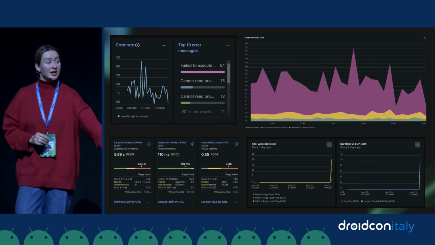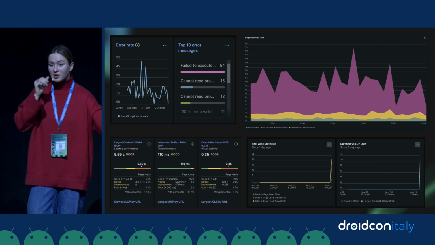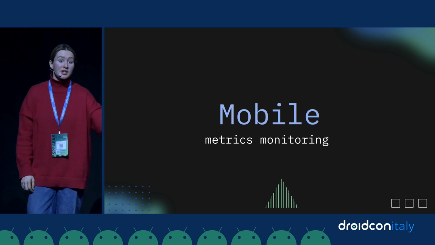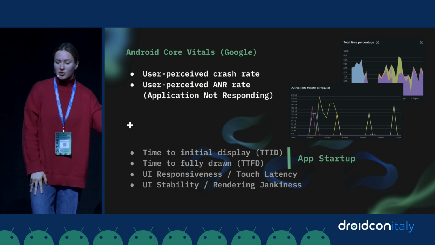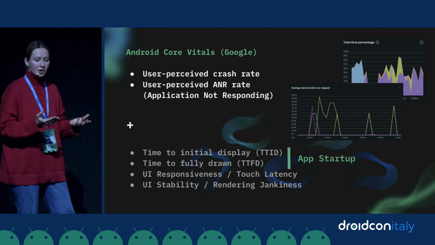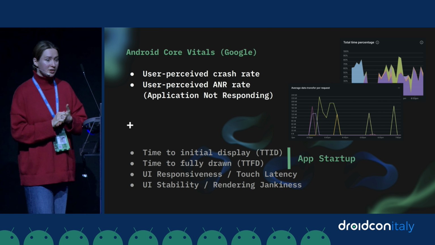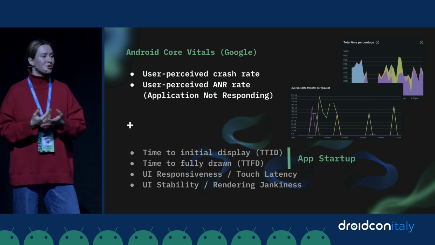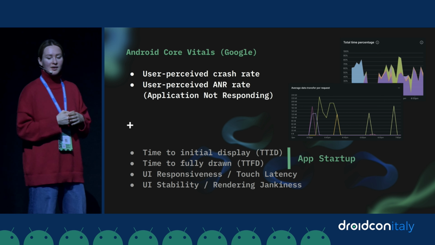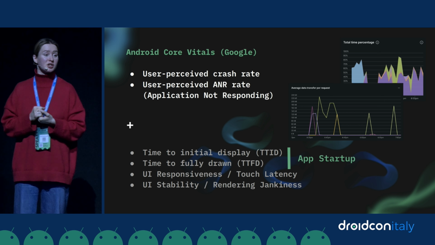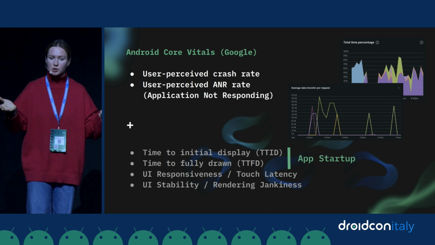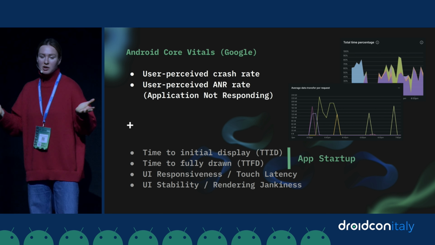Okay, here's just an example of how that could look in terms of the dashboards. And let's switch towards mobile metrics monitoring. So for mobile, we also have vitals by Google, and two core vitals, which are the user-perceived crash rate and user-perceived application not responding rate. Those two are the two core metrics which should be tracked in any case.